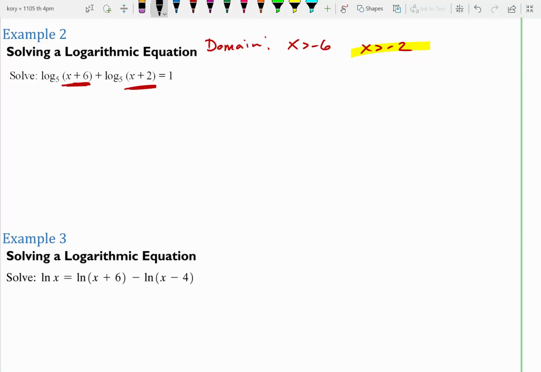Are there any r's to move over? Nope, there's no number in front of the logarithm. So let's move on to the next thing we're going to ask ourselves. Can we combine anything? Yes. We can combine log base 5, x plus 6, x plus 2 equals 1.